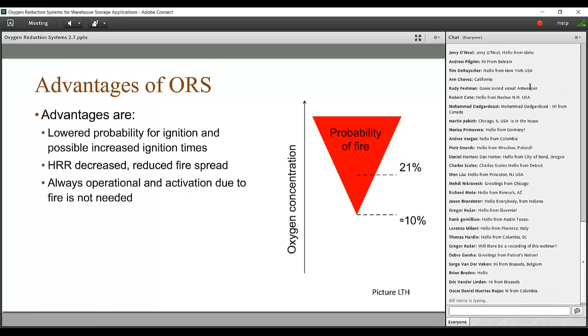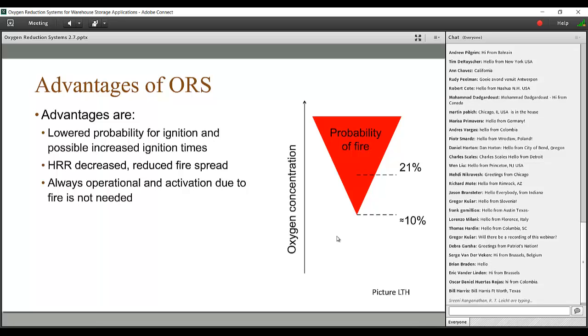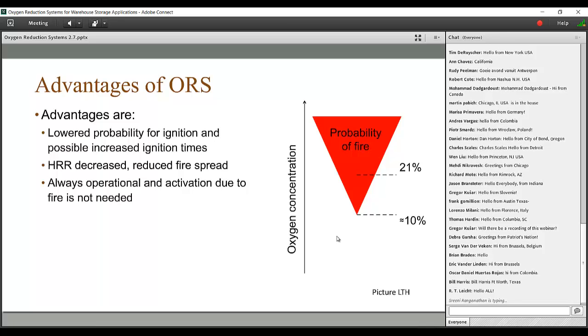Another thing is that apart from the ignition, also the heat release is decreased, and you could have a reduced fire spread. And since it's in principle always operational, because it's there, there's no activation needed connected to the fire. So it's somehow a system which is present there. So there's no action needed from some kind of a detection system, which is sometimes the case in other, let's say, active systems.